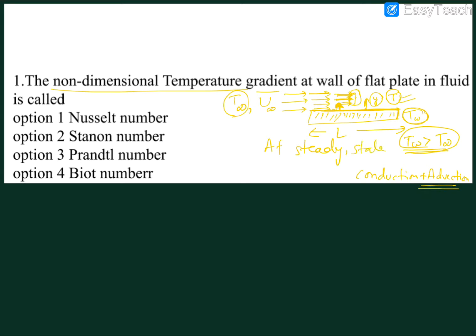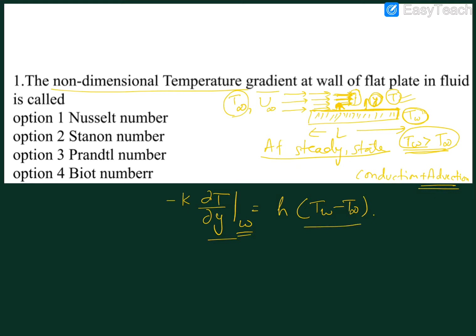So at steady state we can say that heat conducted in the direction of Y should be equal to heat convected perpendicular to the direction of Y. So by assuming this at steady state, let us write the conduction equation at the wall, and it is also equal to the convection in the perpendicular direction. This is our assumption, that at the wall the conduction is equal to the convection heat transport.